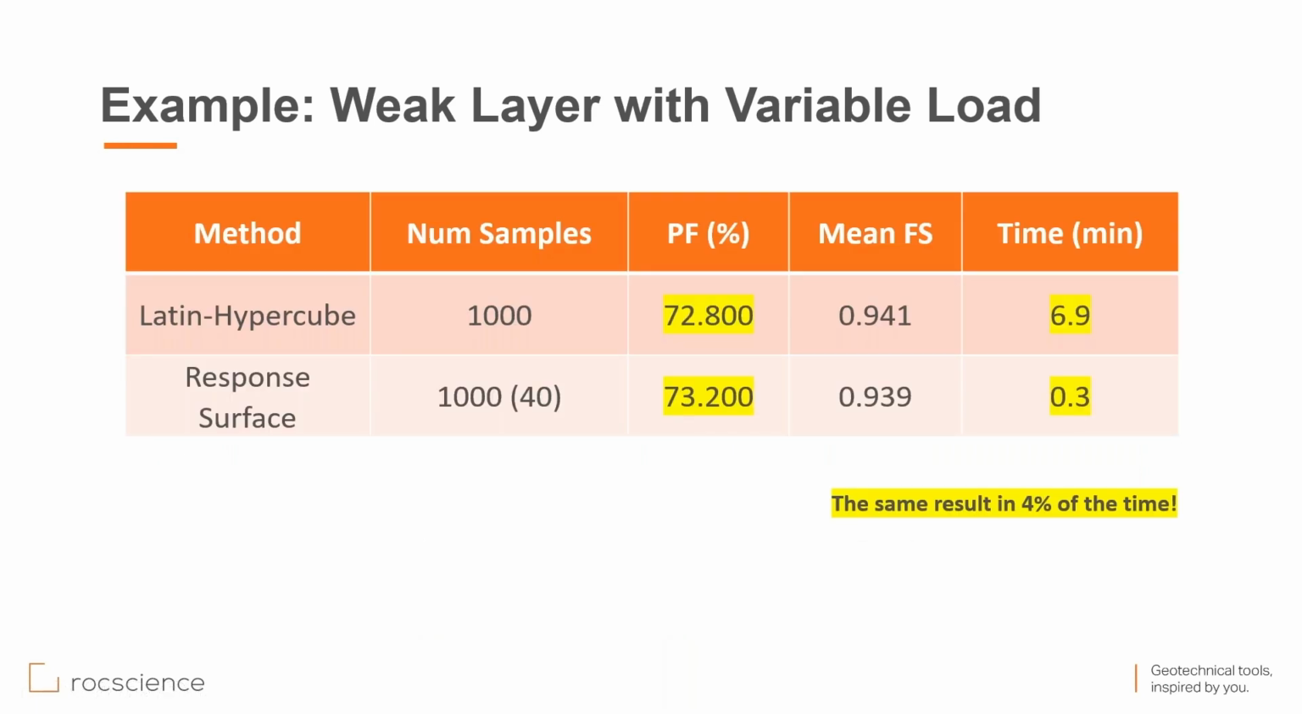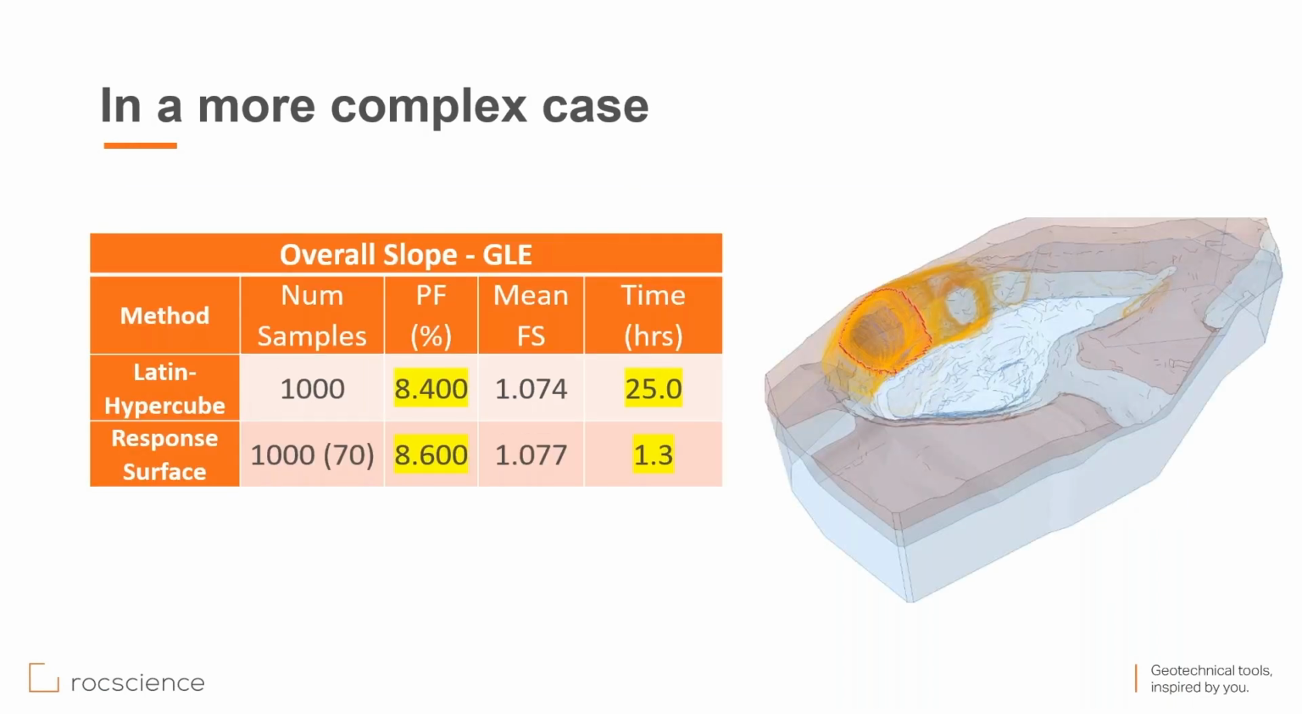So this was a pretty simple model. It takes about 7 minutes with Latin Hypercube, 20 seconds with response surface. 7 minutes isn't a big deal, but this means that response surface got the same result in 4% of the time. Again, in slide 2, not as much of an advantage, but in slide 3, which is why we initially launched this, a 3D overall slope analysis can take 25 hours, like this slope shown here. Whereas with response surface, it takes about 1 hour.